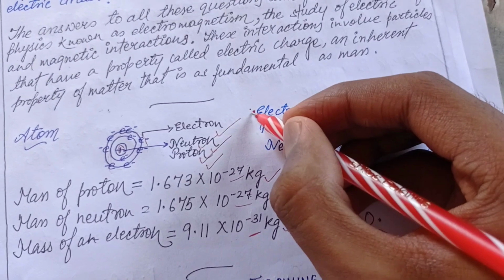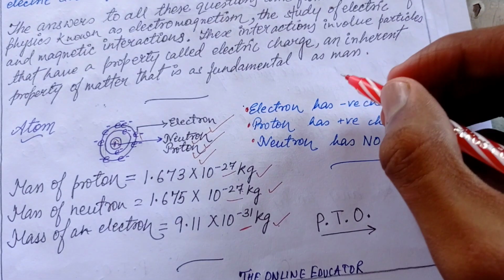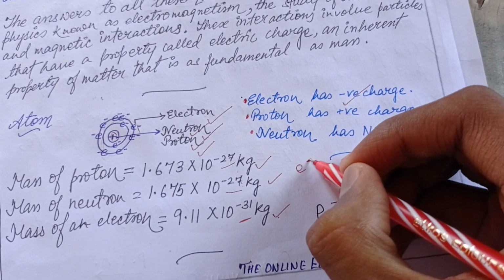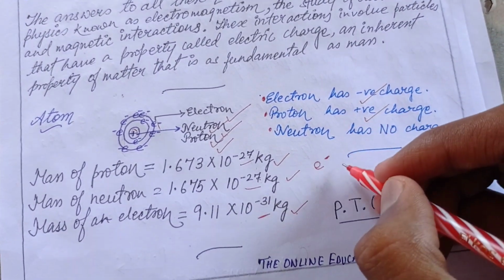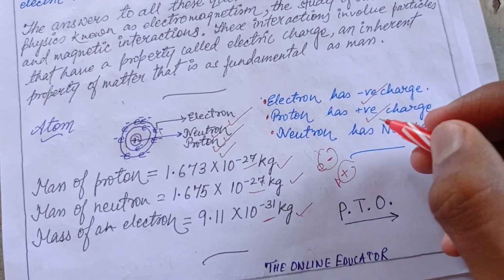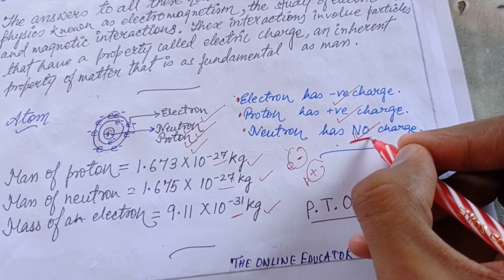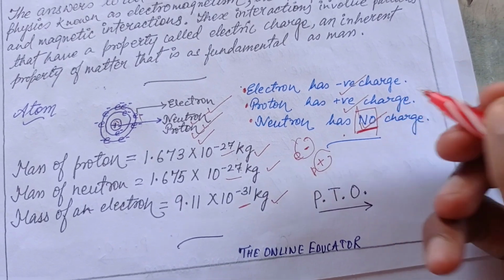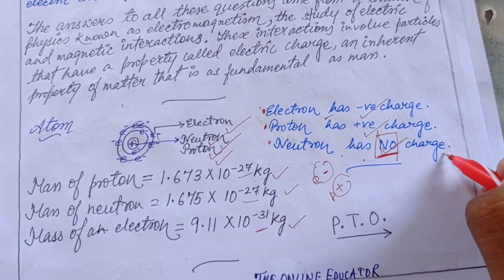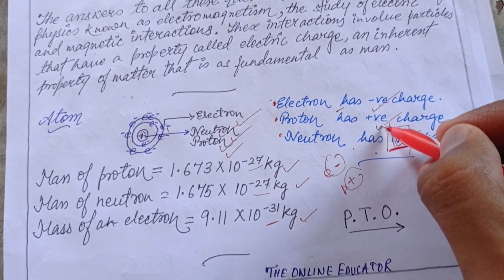Now if you ask me what is the charge of the electron, proton and neutron, I would say that the electron has a negative charge. The proton has a positive charge, and the neutron has no charge. Please be really careful with this: it has no charge. So we'll only be studying electrons and protons, because neutrons have no charge, and we cannot charge them. So the electron is negatively charged and the proton is positively charged.